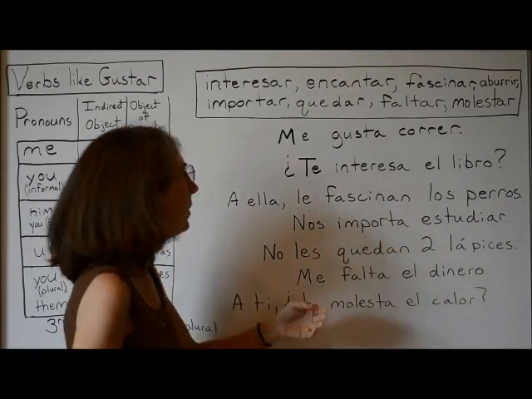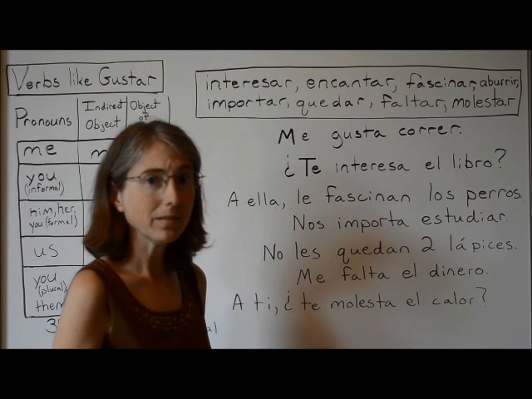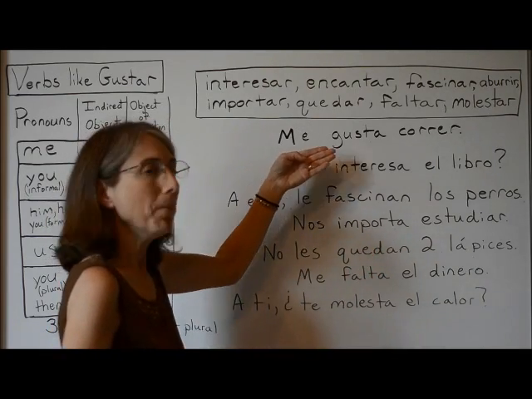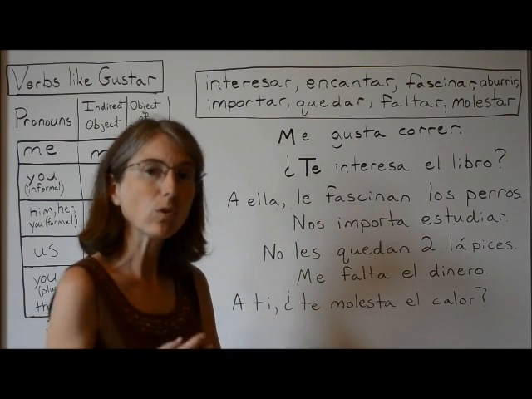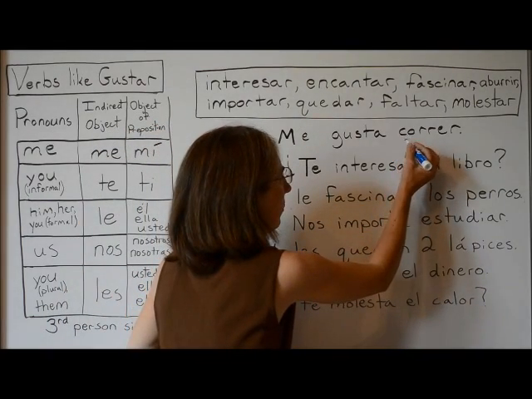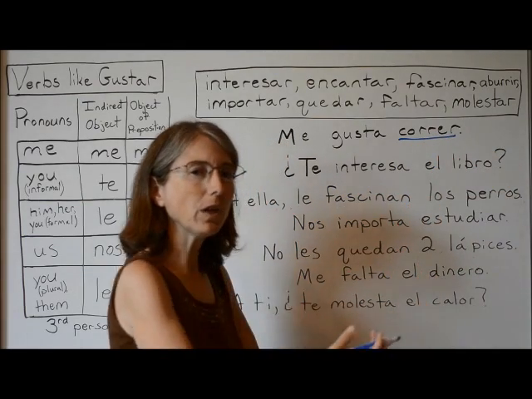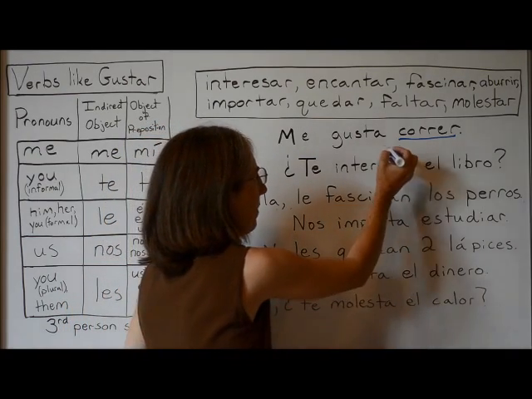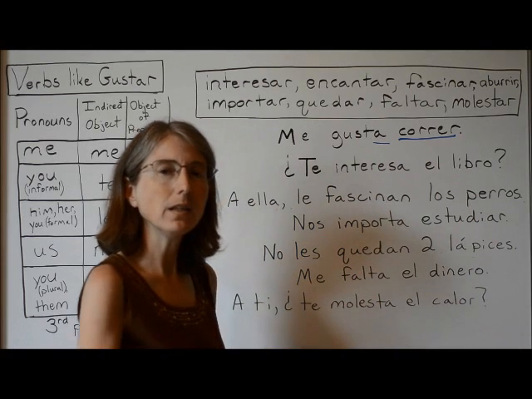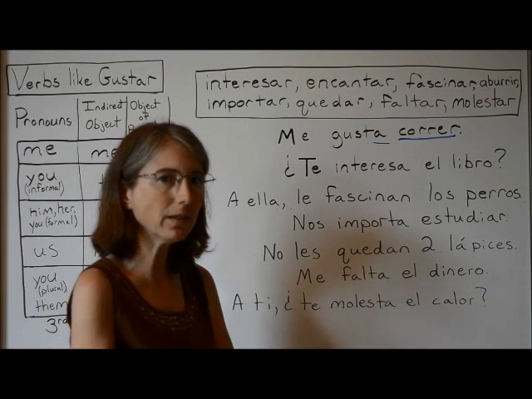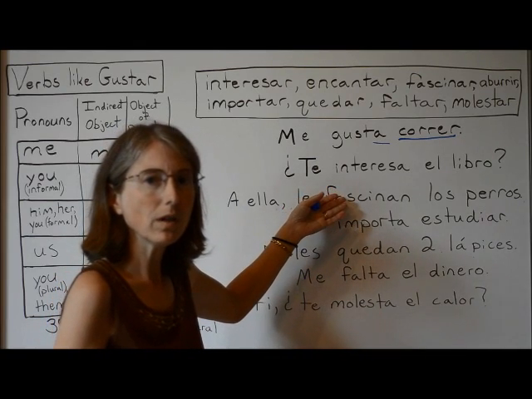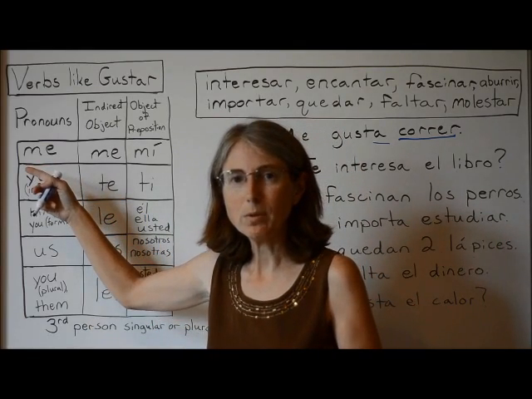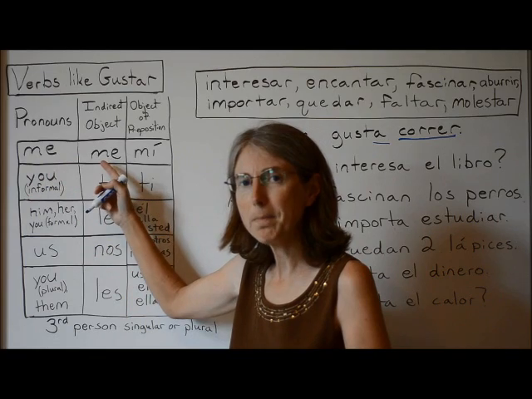And so, for example, if we wanted to say, I like to run, because in Spanish the concept doesn't exist to like, we have to say running pleases me. Me gusta correr. And in this sentence, correr is actually the subject. And then we conjugate gustar according to the subject. So we're going to use the third person singular, gusta. And then it's happening to me. Running is pleasing to me. So we're going to need to use the indirect object pronoun for me. And in Spanish, the indirect object pronoun for me is going to be me.